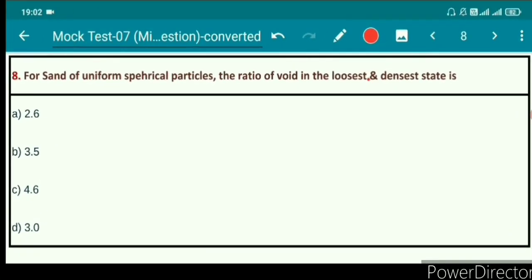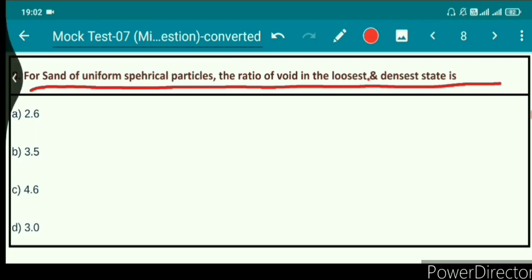Question number 8. For sand of uniform spherical particles, the ratio of void ratio in the loosest and densest state is option A 2.6, option B 3.5, option C 4.6, option D 3. Right answer is option A, 2.6.